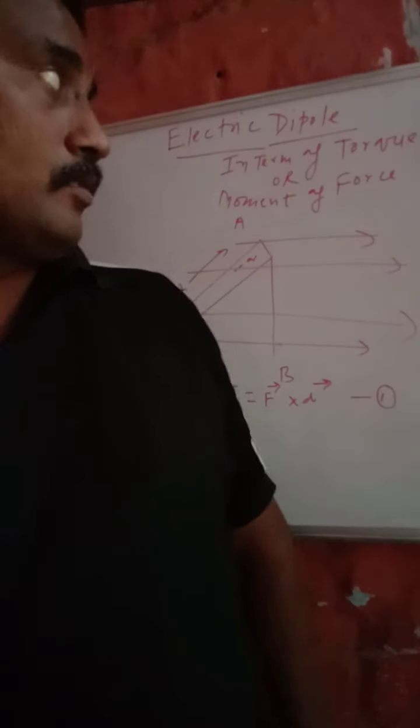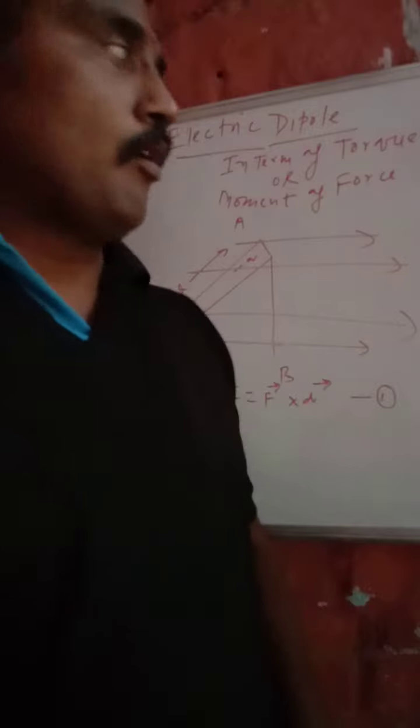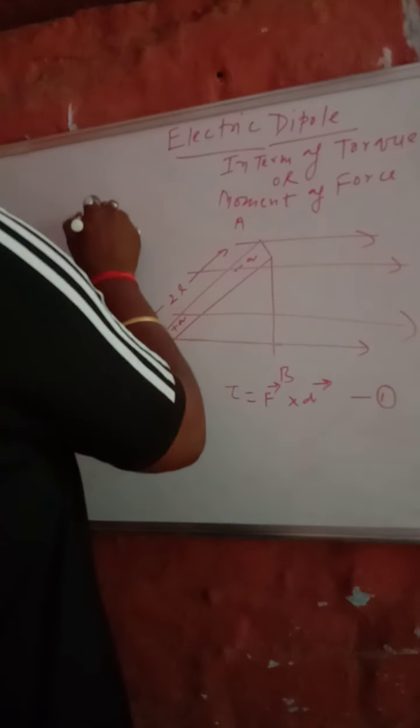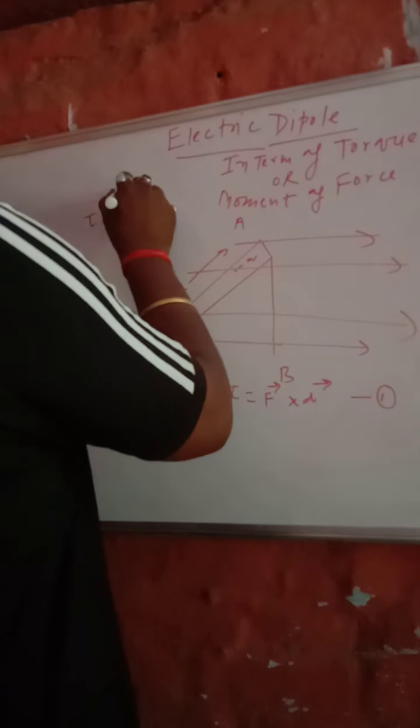Hello everyone. Today I am going to describe the electric dipole moment in terms of the torque relation, or the moment of force. First, we will try to explain what the torque relation is. Torque, in its general relation, is represented by tau is equal to vector F into d.